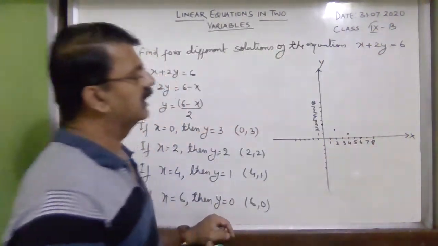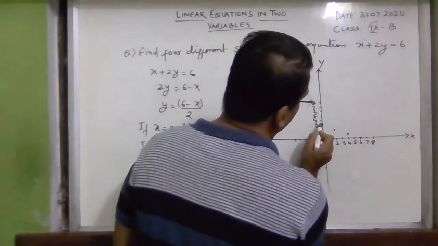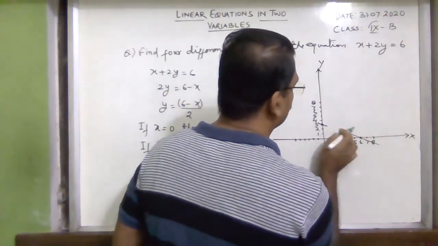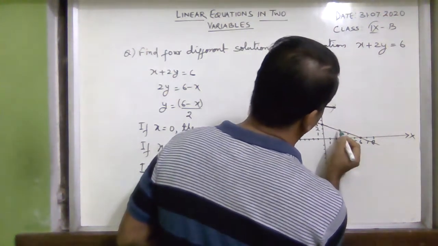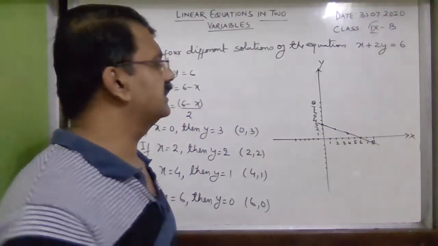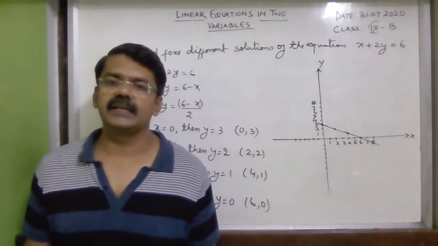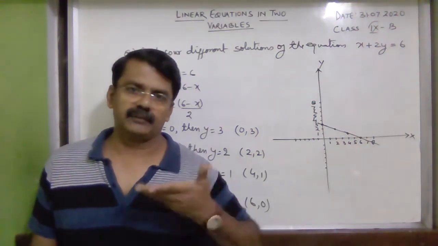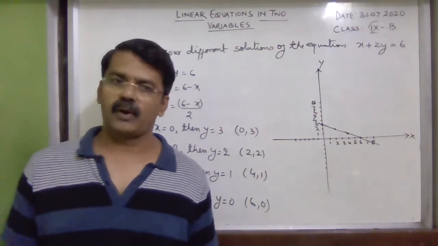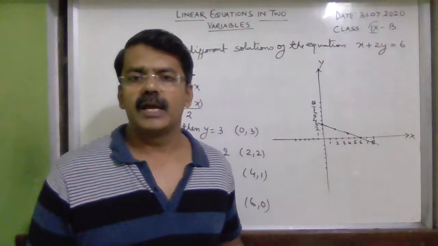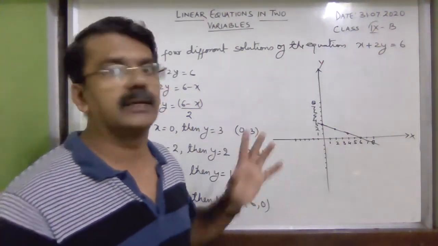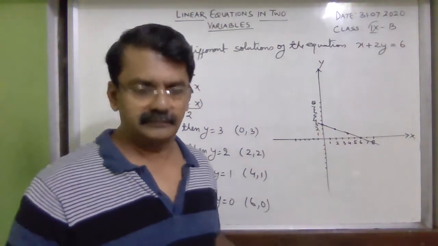Now, if you join these points, although I have made a rough diagram, you will see it will be a straight line. And that is why it is called a linear equation. In a linear equation, if you take out a few of its infinitely many solutions and then plot them on the graph paper and join them, you will always get a straight line. You will get a line, that is why it is called a linear equation. Clear?